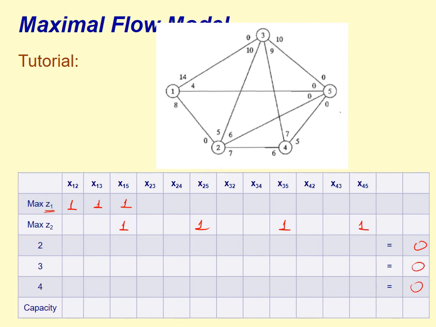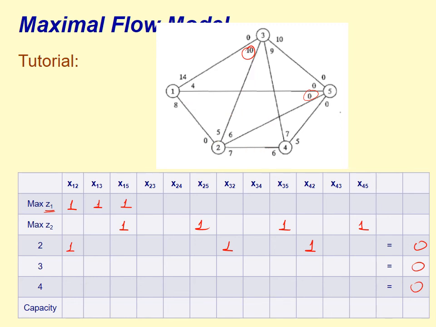Now I need to write the flow balance constraints for node 2. I need to write the inflow minus outflow. So inflow x1,2 will be positive, and outflow will be negative. What else? This can be an inflow because the capacity is 10, so x3,2 is also positive. This cannot be positive because the capacity is 0, but this can be positive. It can be an inflow because the capacity is positive, so x4,2 is also 1. These are all possible inflows into node 2.